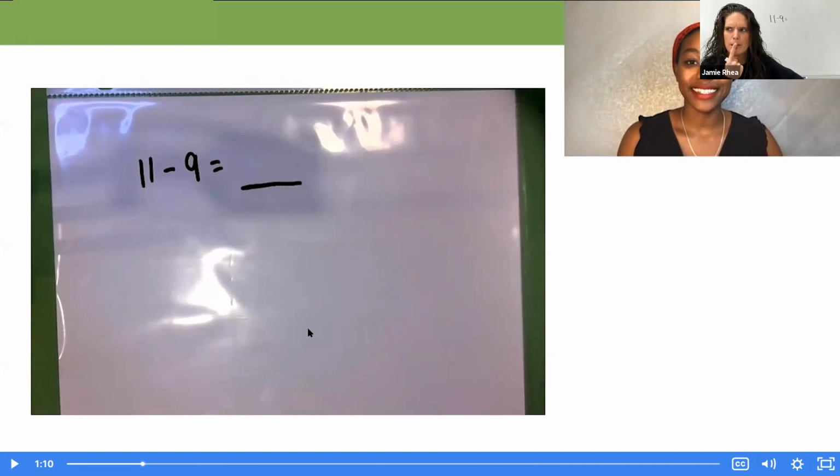All right, so how can we solve this? 11 minus 9. We've been doing this. This is a teen number from 9. So we're taking 9 from a teen number. I might draw that out just like we did in our application problem.